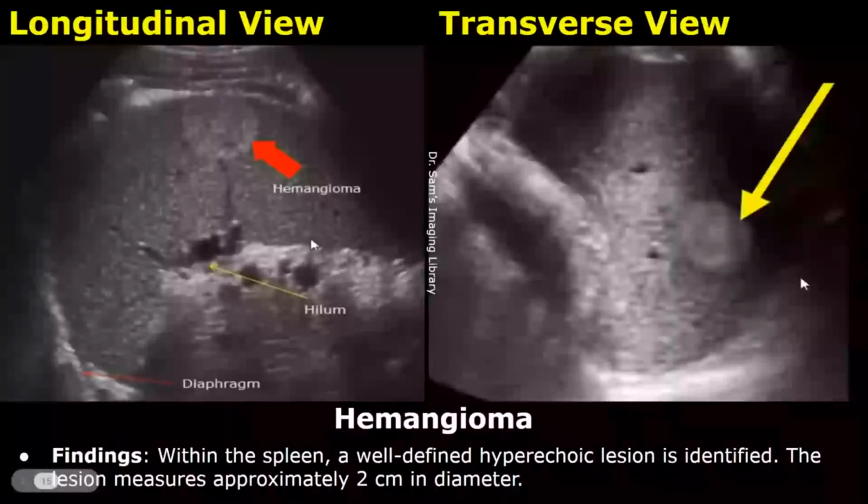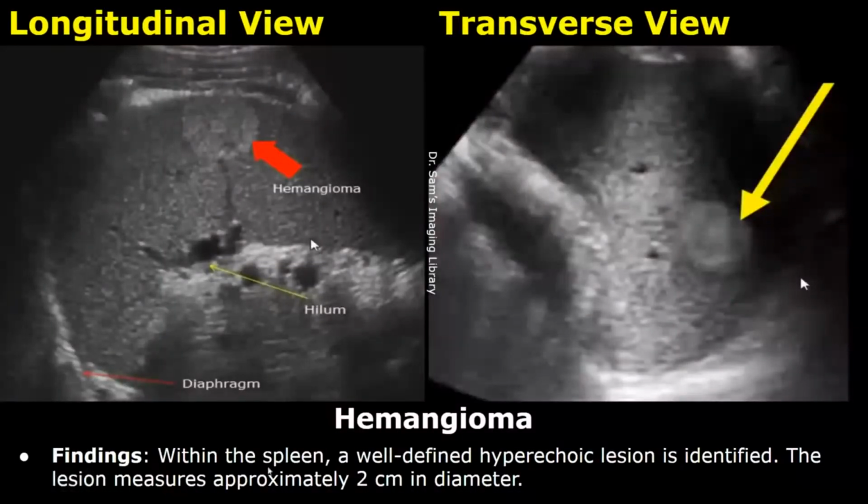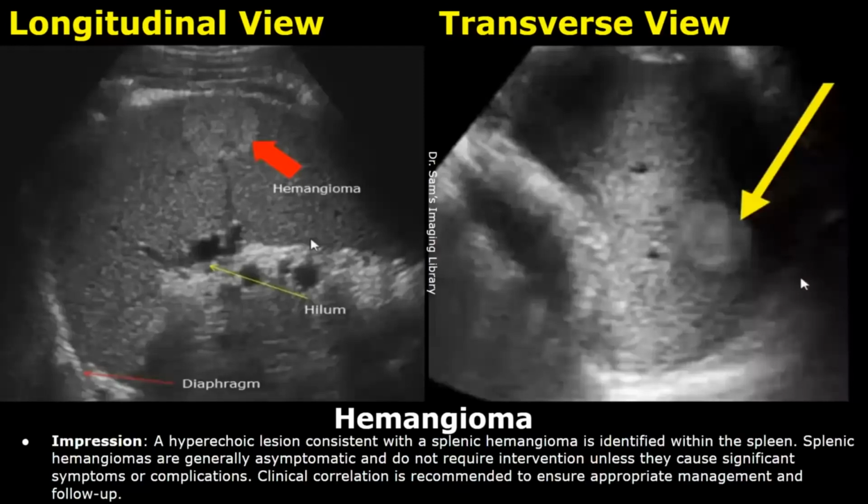Here is a report of hemangioma. In the findings, a well-defined hyperechoic lesion is identified. Then the size of the lesion is written. In the impression, you can mention the hyperechoic lesion, and you can end the impression by writing about clinical correlation.